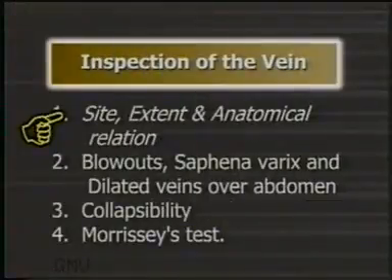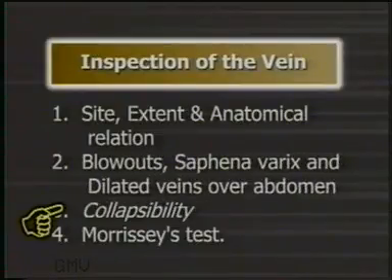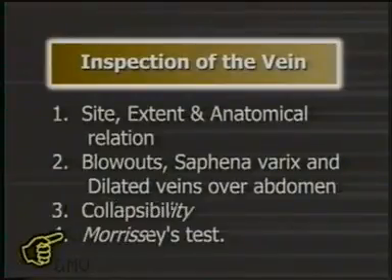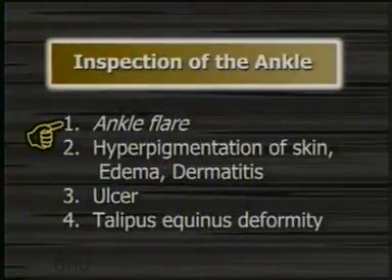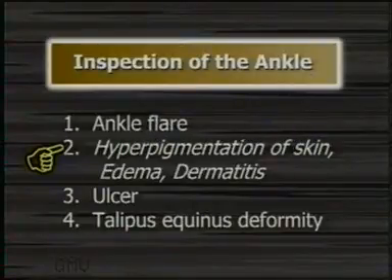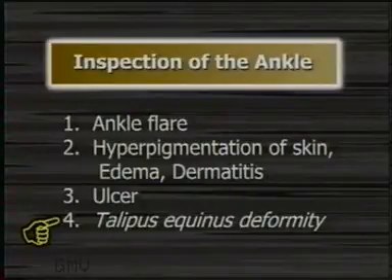To revise, on inspection, first inspect the vein for the site, extent and anatomical relation of the vein. Look for blowouts, saphena varix and dilated veins over the lower abdomen. Then raise the leg to 60 degrees to check whether the varicosity collapses and ask the patient to cough, looking for retrograde venous pressure wave, that is Morris's test. Now inspect the ankle and the lower third of the leg for ankle flare, hyperpigmentation of the skin, edema, dermatitis or ulceration, and if a varicose ulcer be present, look for talipes equinus deformity of the ankle.